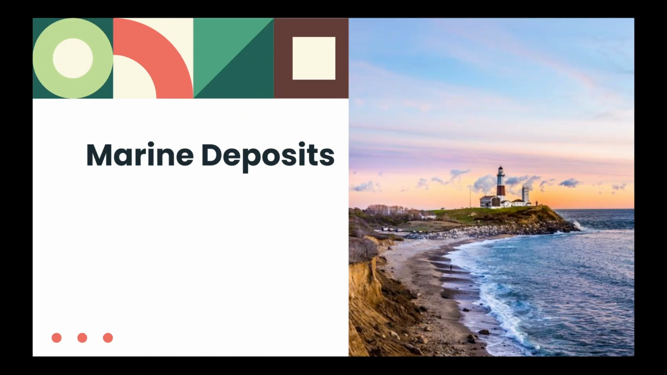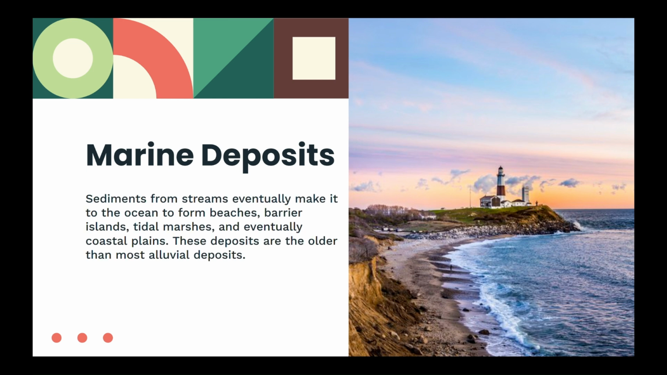The sediments that make it all the way out to the ocean form marine deposits. Over long periods of time, sediments settle on the bottom of the ocean. Generally, large particles settle closer to the shore, and fine silts and clays settle further out. These deposits grow to form barrier islands, marshes, and beaches. After a very long time, they will even grow to become coastal plains.